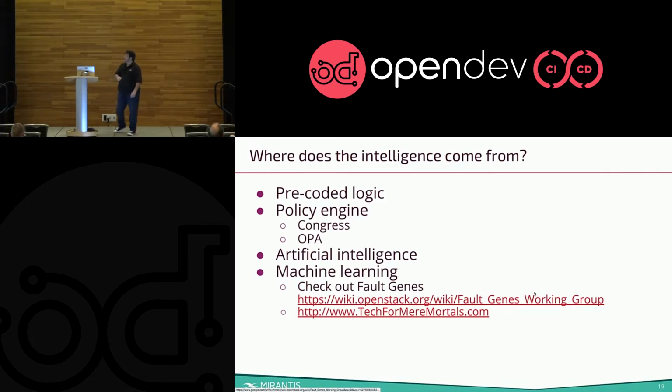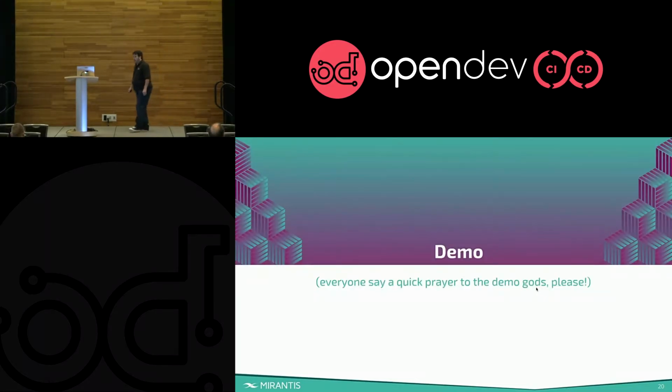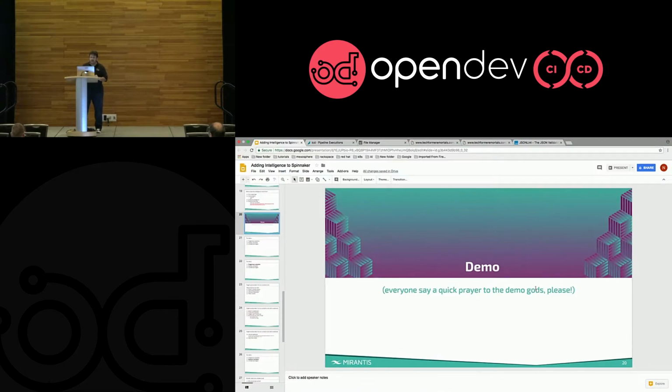But if you, by the way, are an OpenStack operator, I will ask you, please check out Fuel Genes. This is an effort to help get some automated knowledge of what's going on in OpenStack to help correct problems. All right, so we're going to go on with the demo. So everybody, please say a quick prayer to the demo gods. Let us move on here.